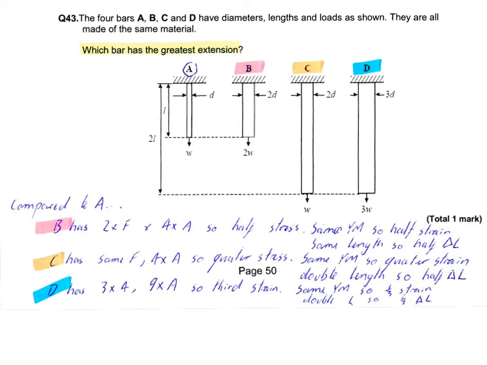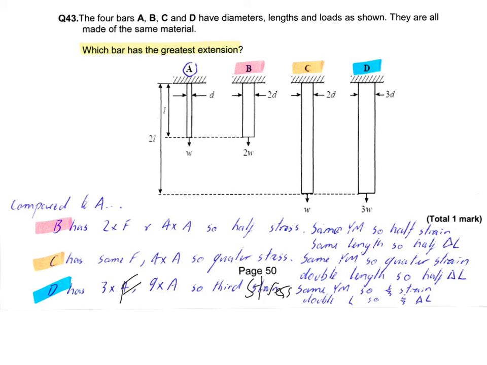And then finally we'll have a look at D. And with D, I've got 3 times the diameter, which means 9 times the cross-sectional area. So we've got 3 times, that should say force. There we go. Let me scroll that on there. 3 times the force, and I've got 9 times the area. So force over area gives me a third of the stress compared with A. So I've got a third of the stress. That should be stress.